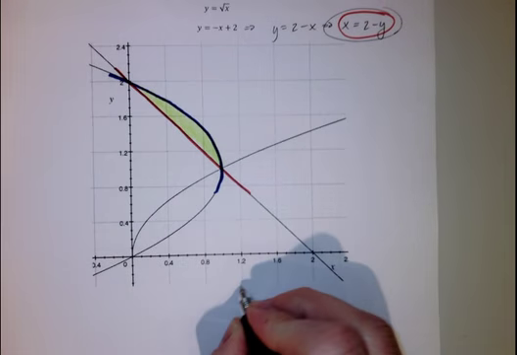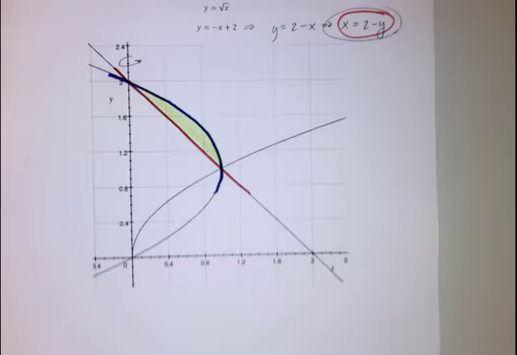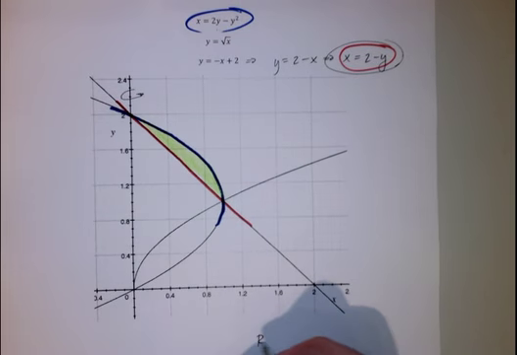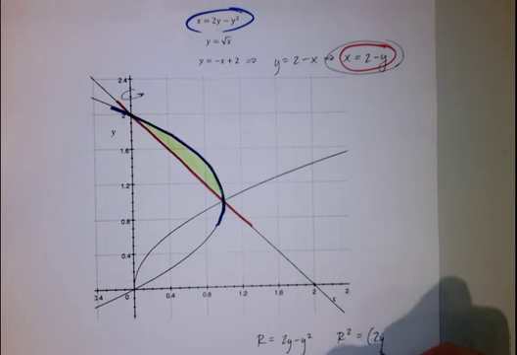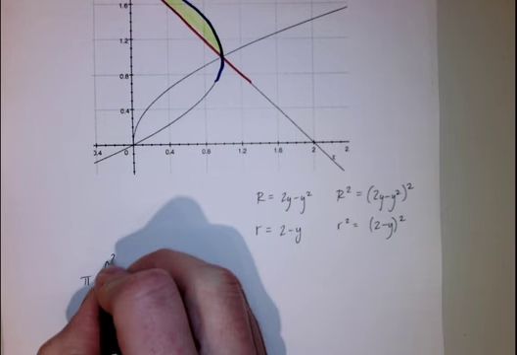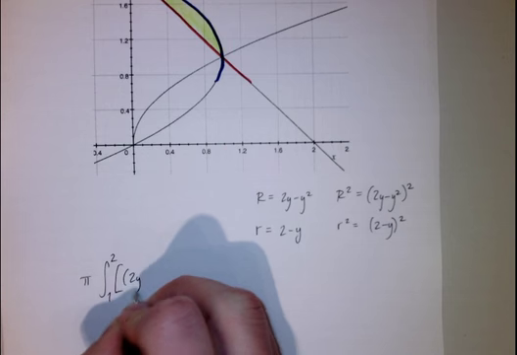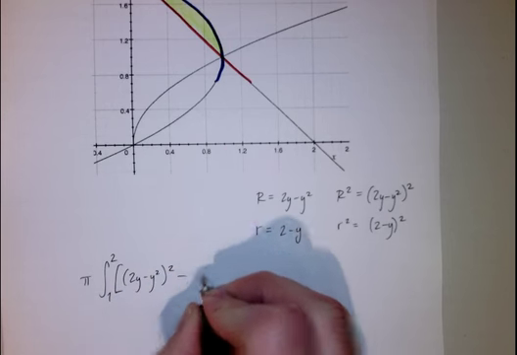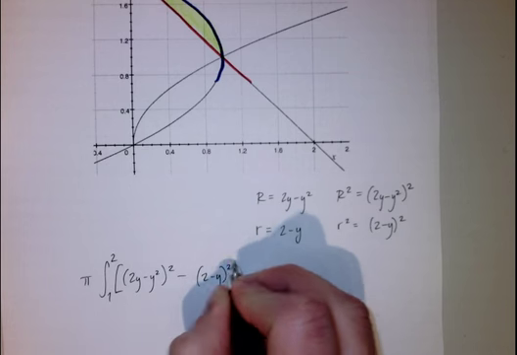Okay, well, if I'm flipping it around the y-axis, my big R is the blue. The blue is the farthest one away. It is going to be 2y minus y squared. And so big R squared is just that expression squared. Small r is going to be 2 minus y, and small r squared is going to be (2 minus y) squared. So my integral is pi times the integral from 1 to 2 of big R squared, (2y minus y squared) squared, minus small r squared dy.